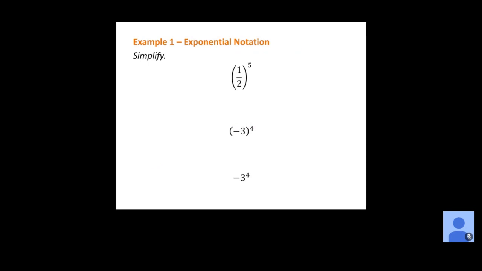All right, so let's take a look at these. Okay, so we're doing some actual numbers here. So if I wanted to do 1/2 to the fifth power, okay, what does that actually mean, first of all? Good. So we're multiplying 1/2 by itself 5 times, right? So it's going to be 1/2 times 1/2 times 1/2 times 1/2 and a fifth 1/2.